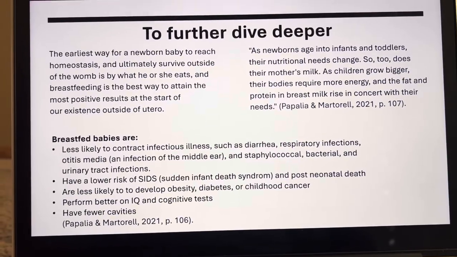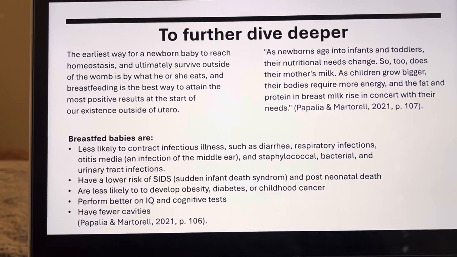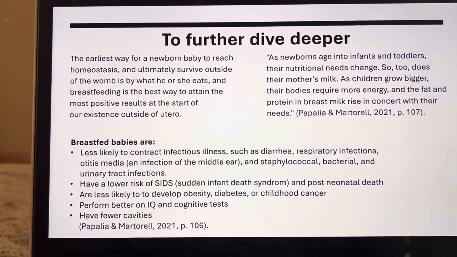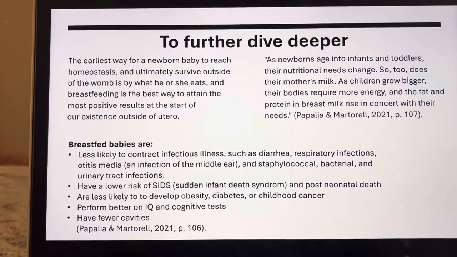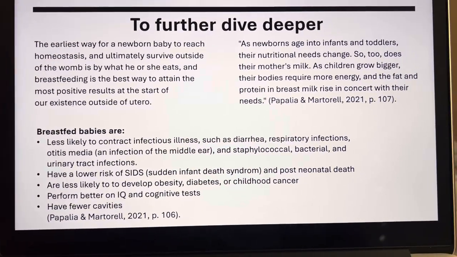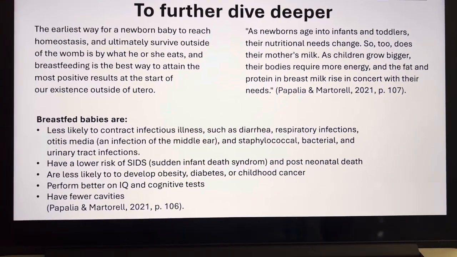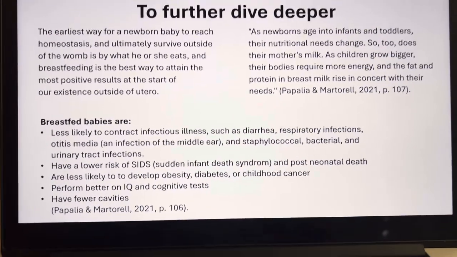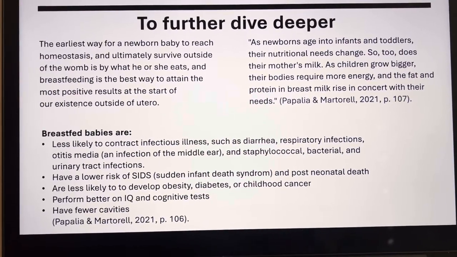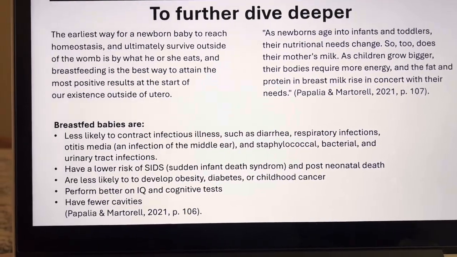As newborns age into infants and toddlers, their nutritional needs change. So too does their mother's milk. As children grow bigger, their bodies require more energy, and the fat and protein in breast milk rise in concert with their needs. So I really love this idea because when you have your basic human needs met, especially at such a young age, it allows the other hierarchy of human needs within the pyramid to be reached even easier.